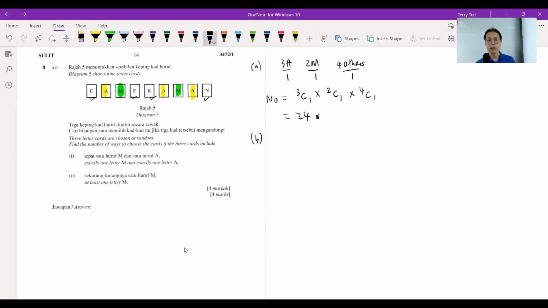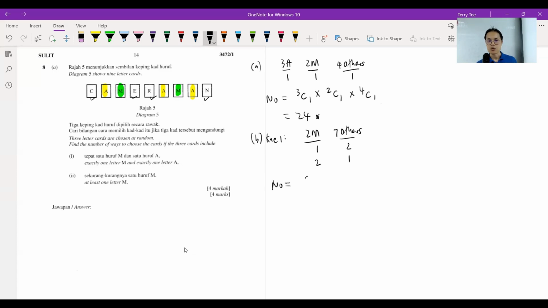Part B, sekurang-kurangnya 1 huruf M. So you want at least 1 M. So here we have actually 2 ways of doing. Method 1, kaedah 1. Kaedah 1, that is, we can say 2M, right? And then we group the rest. Others. 7 lain, or others. Okay? Right. So when we say sekurang-kurangnya 1 huruf M, it can be 1M or 2M. So 1M, I must choose 2 others. 2M, I must choose 1 other. Right. So you can just add in here number of ways, or bilangan cara.